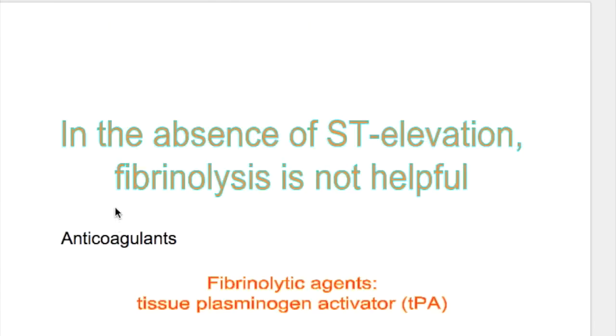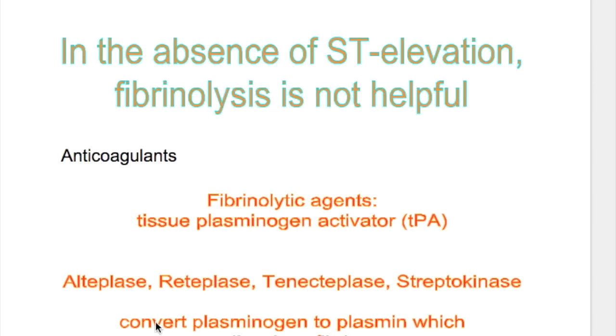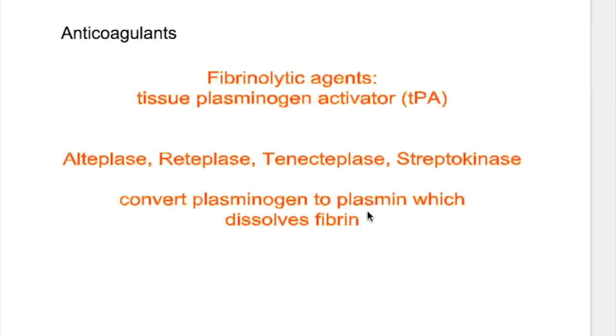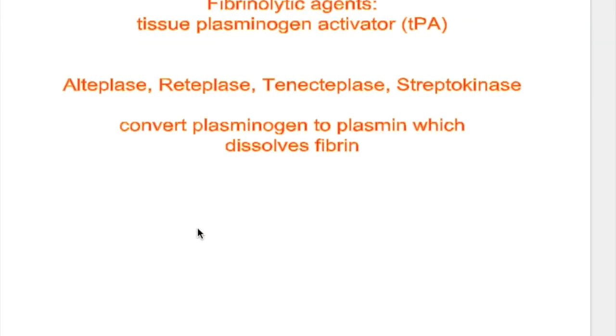So what's the treatment difference? In transmural infarct, the treatment is fibrinolysis, whereas in the absence of ST elevation, fibrinolysis is not helpful. So in subendocardial infarct, anticoagulants are given. What is the action of fibrinolytics? They are plasminogen activators. They convert plasminogen to plasmin, and plasmin is the substance which dissolves the fibrin clot. Whereas anticoagulants do not dissolve the clot. They just prevent the formation of new clots. Anticoagulants prevent the formation of clot, but once the clot is formed, anticoagulants cannot dissolve it.